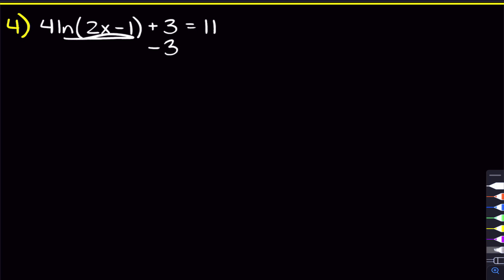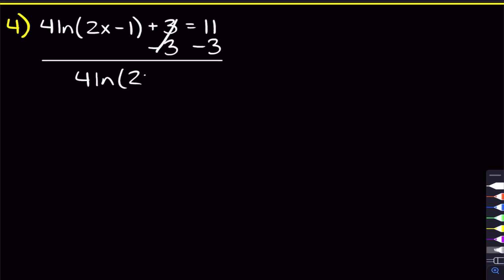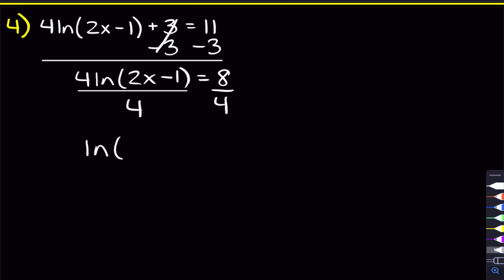To start isolating this natural log, we can subtract 3 on both sides. And that'll get that 3 over to the right-hand side. And that'll leave us with 4 natural log of 2x minus 1 is equal to 11 minus 3, which is 8. Now the only thing left to do to fully isolate that natural log is to get that 4 out of there. And since it's multiplying the natural log, we divide it on both sides. Doing that, we're going to get the natural log of 2x minus 1 is equal to 8 divided by 4, which is 2. And now, since we have that log isolated, we can do that evaluation step.